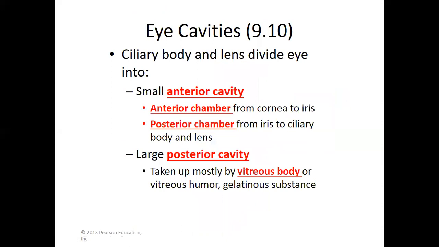There's 2 different types of fluid. In the anterior cavity, there's called aqueous humor. In the posterior cavity, there's called vitreous humor, or the vitreous body. It's a jelly-like substance that's fluid, but it helps basically like hold the shape of the eye internally.